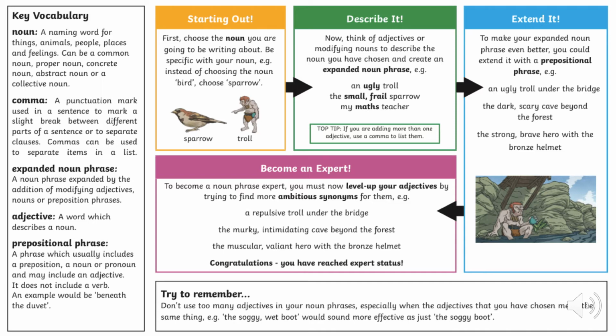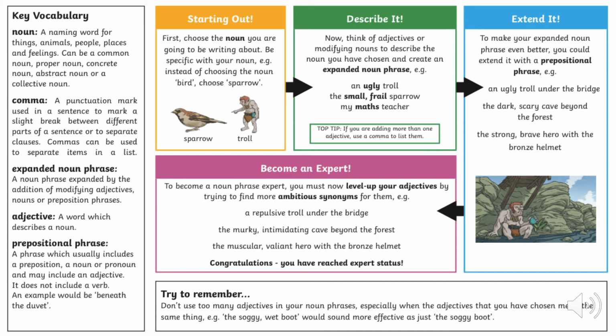We've got commas, which are punctuation marks used in a sentence to mark a slight break between different parts of a sentence or to separate clauses. Commas can be used to separate items in a list. We've got an expanded noun phrase, which is what we're looking at today, which is a noun phrase expanded by the addition of modifying adjectives, nouns, or prepositional phrases.